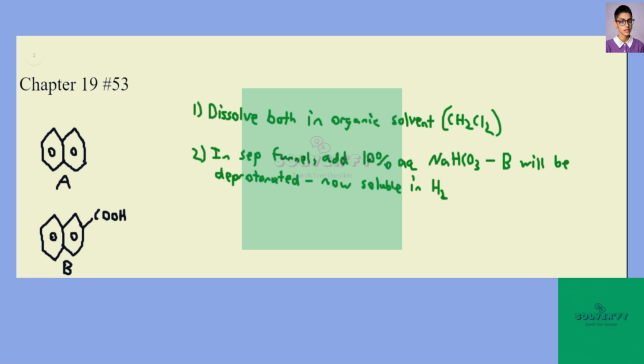The methylene chloride layer will be on the bottom. The aqueous layer will be on the top. All that we need to do now is separate the two layers. And as I said, A will be in the organic solvent still, and B will be in the water layer.